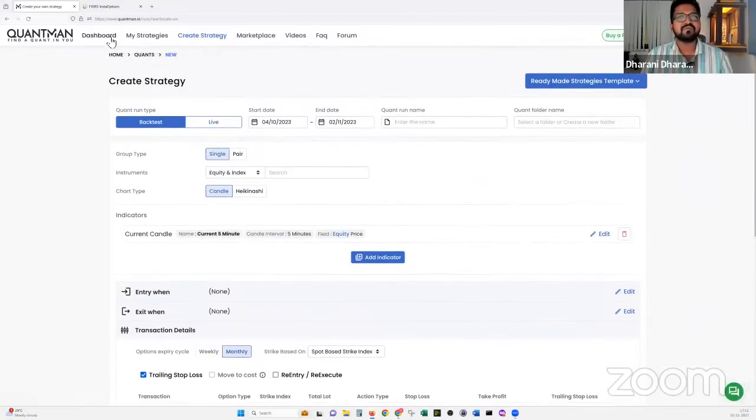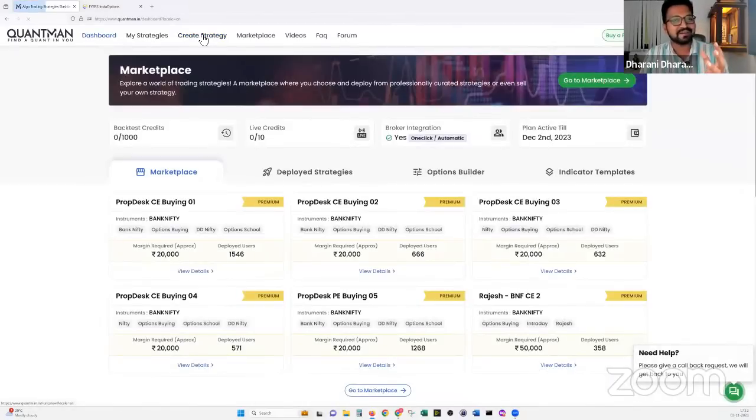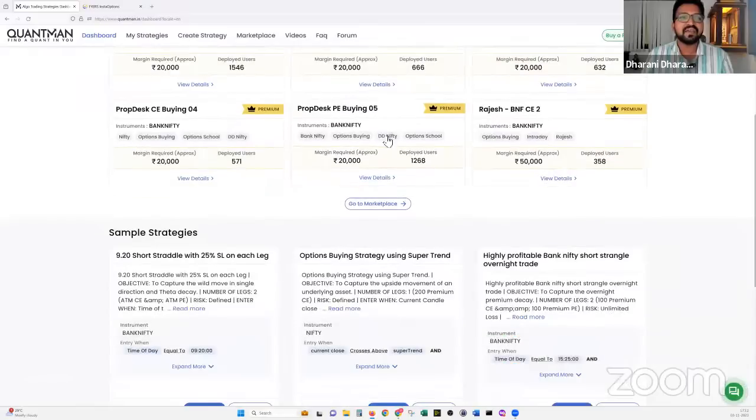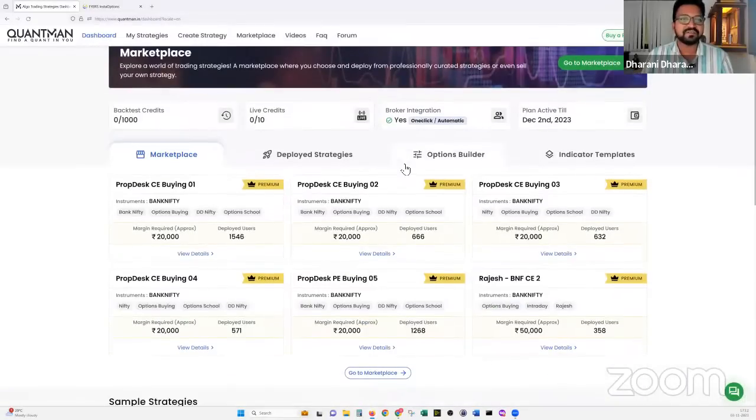Okay, a small intro I'll give about Quantman, because directly jumping into creating a strategy might be quite hard for you to understand. Quantman is one of the platforms where you can automate your trade setups. You can do your backtesting, and after you find your backtesting works well, you can deploy it through Quantman. Then we have the dashboard where you can see how many credits are left, the marketplace strategies, and deploy strategies. You can find these things over here.